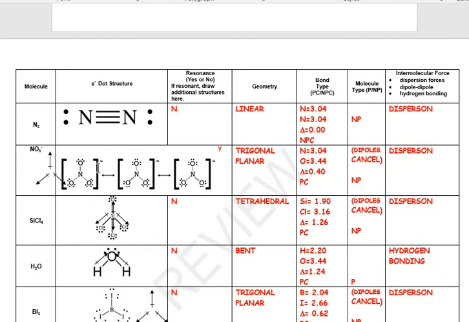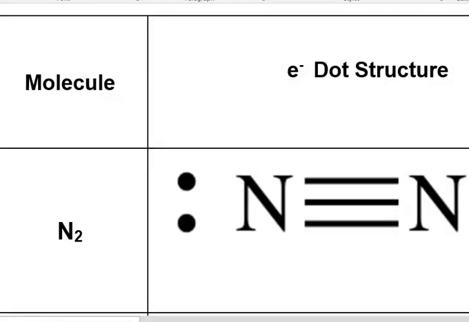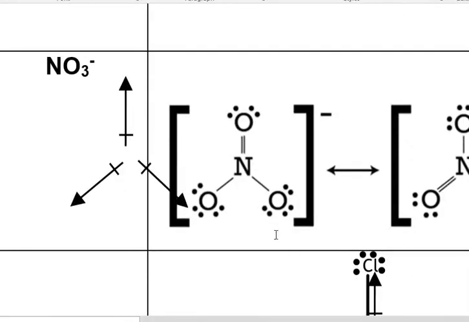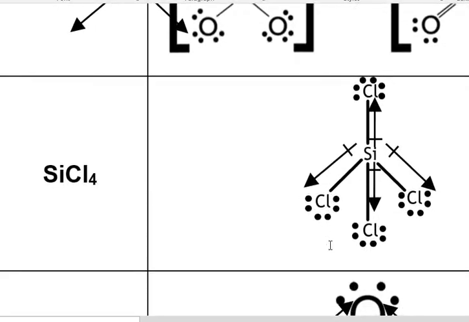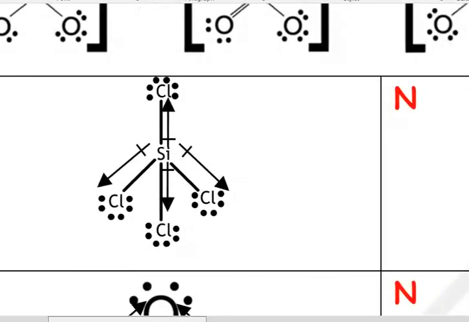Don't forget to have your number of lone pairs on each of your oxygen. So when it's double bonded to an O, these should have 2 lone pairs. Single bonded should have 3 lone pairs. Here, SiCl4 should have 3 lone pairs on each Cl.